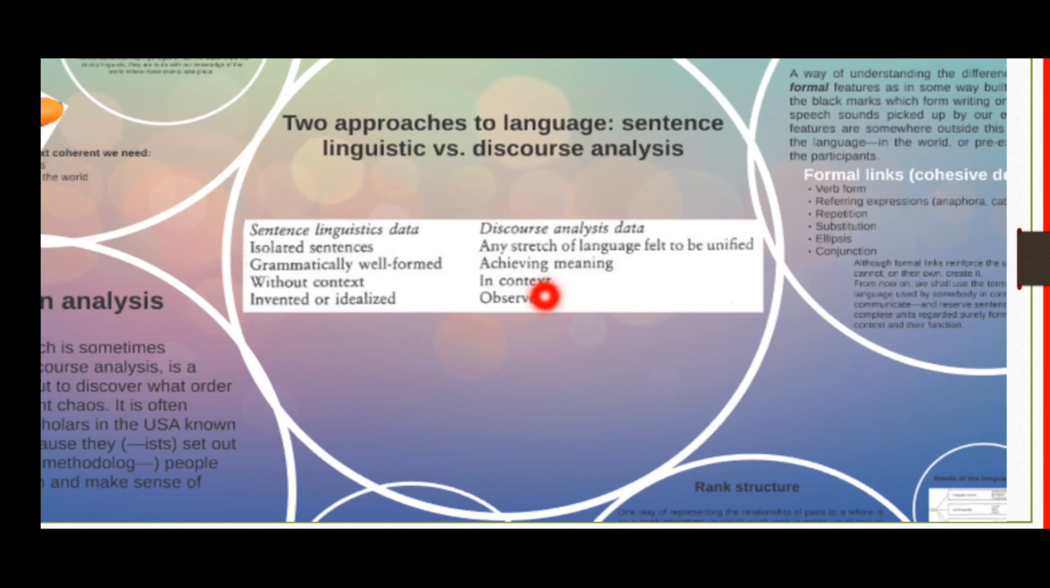Here we have the overall summary of this lecture. We have two approaches to language study: sentence linguistics and discourse analysis. Now, for sentence linguists, the data will be isolated sentences. They leave out or rule out the context. So each individual sentence is analyzed, and they must be grammatically well formed, grammatically correct, grammatically in order, and without context, because they do not bother about the context.